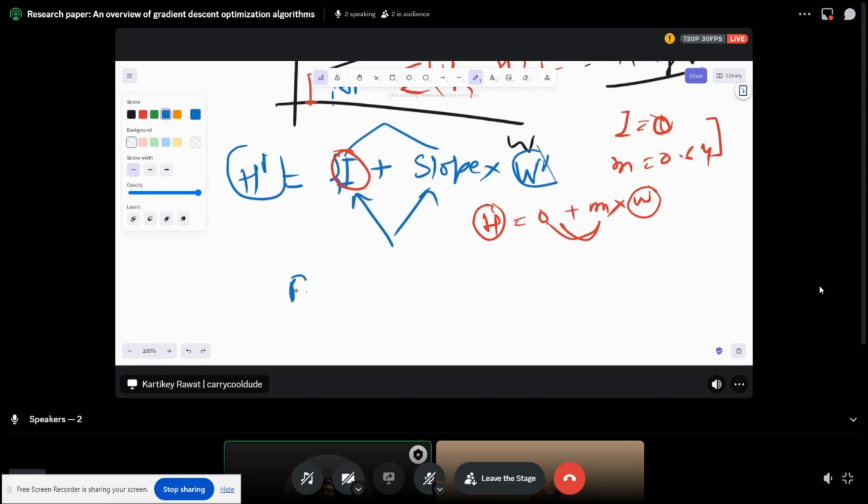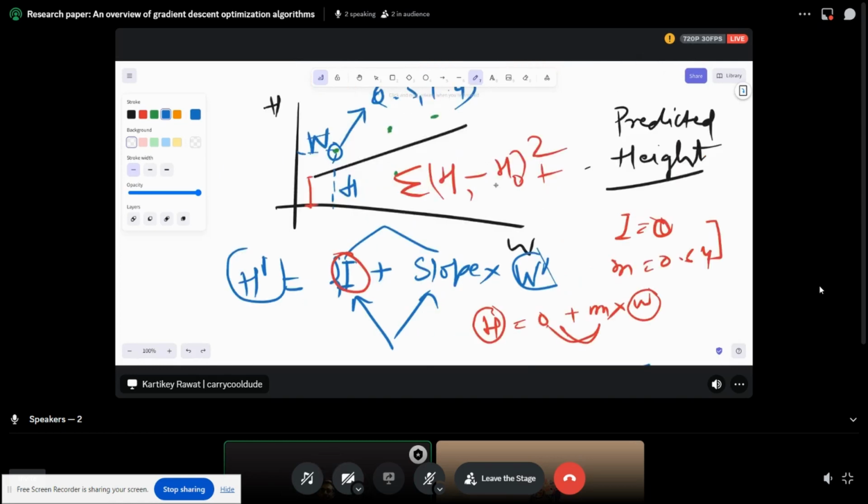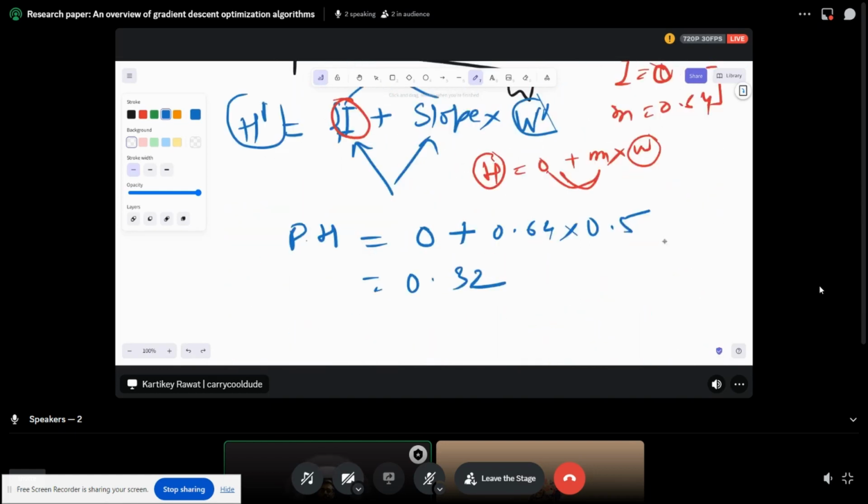So let me go down here and think in that format. We have the predicted height equal to 0, that is the intercept we are taking, plus 0.64 times the weight, which is obviously 0.5, right? That's what we know. Cool. So that comes to 0.32. And if you look at the above part, the actual height is 1.4.